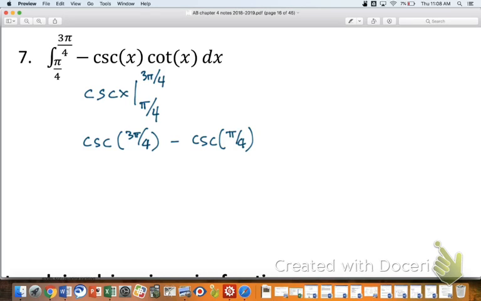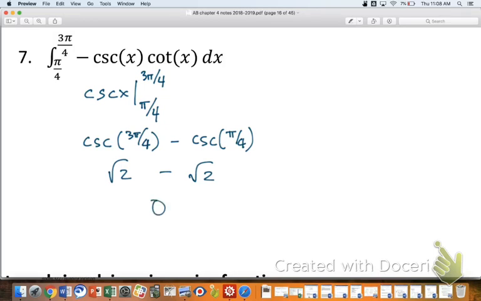Isn't it 1 over root 2? So I'm just going to do the reciprocal of that. The reciprocal of 1 over root 2 is root 2. Minus cosecant of pi over 4, that's just sine of pi over 4, flipped. Sine of pi over 4 is 1 over root 2, flipped is root 2. So it looks like we're coming up with a big fat 0.